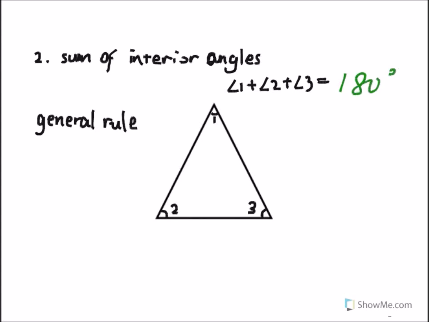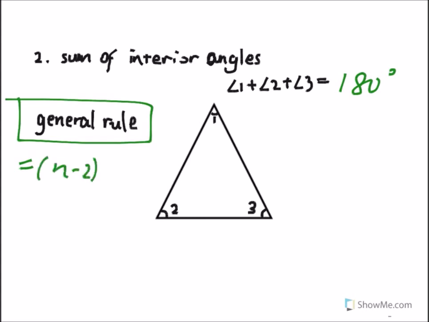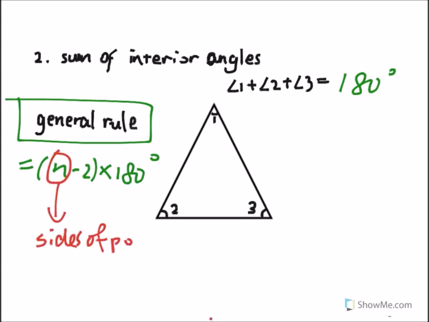But we've also got a general rule here that applies to all polygons. No matter if it's a triangle or a rectangle or a pentagon, anything. As long as it's a polygon, it applies. So the sum of interior angles would be equal to n minus 2, multiplied by 180 degrees, where n means the number of sides of the polygon. So how many sides the polygon has.